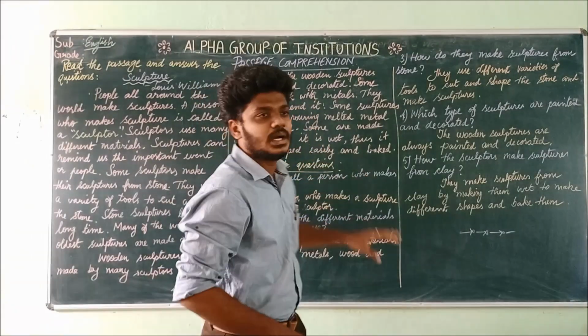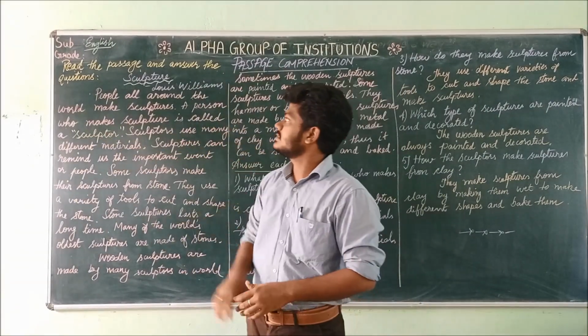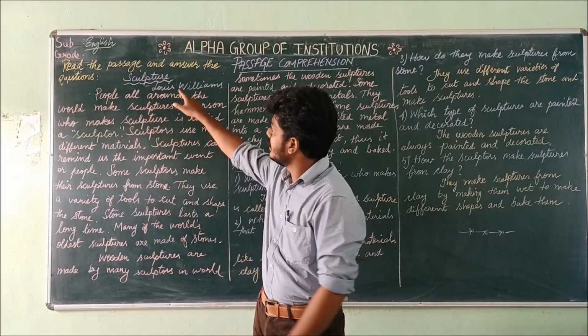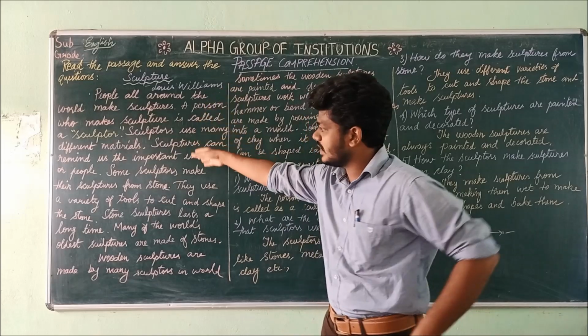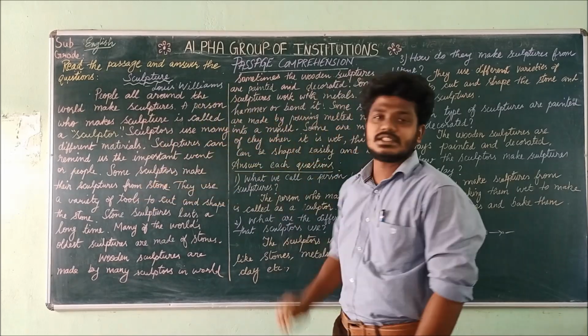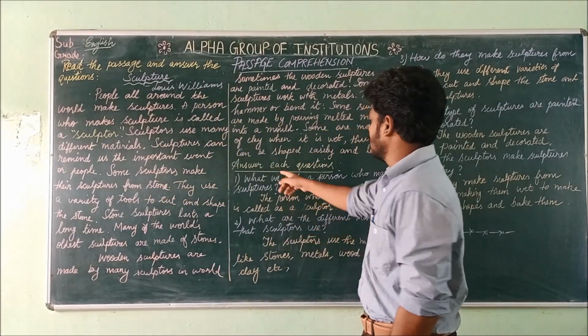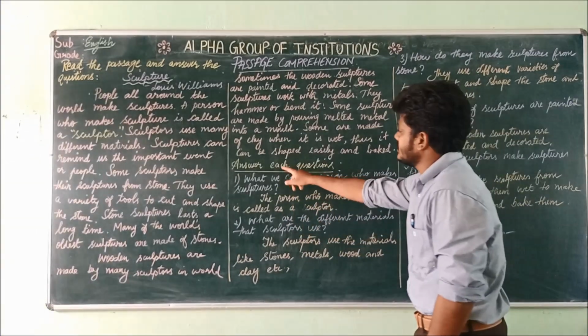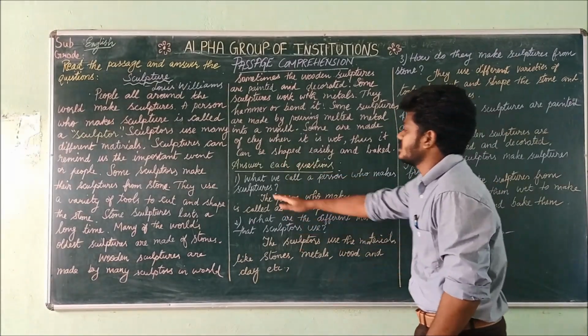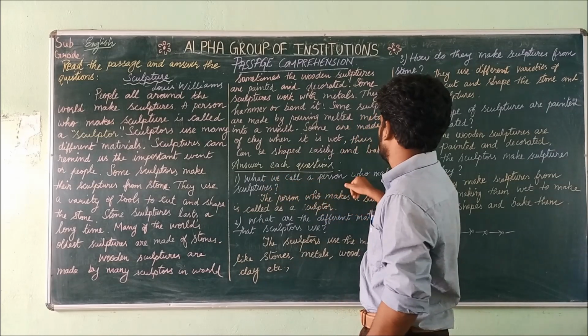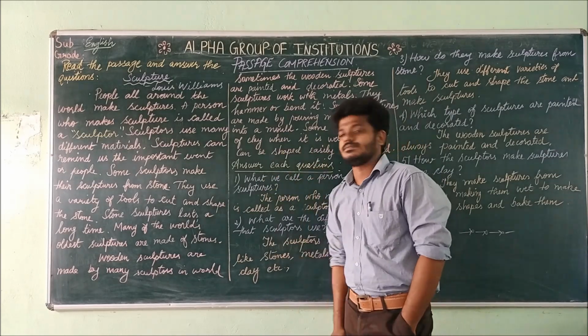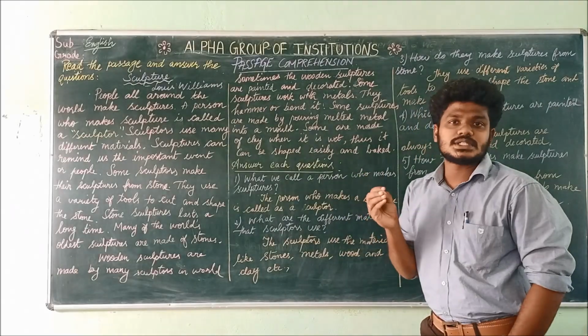So that's the whole idea of this passage about sculptures, written by Louis Williams. I hope you have understood what is given in this complete passage. Now we are entering the question and answer part. Answer each question. Look at the first question: what do we call a person who makes sculptures? Can you understand the question?